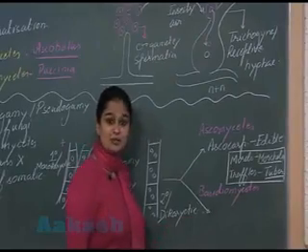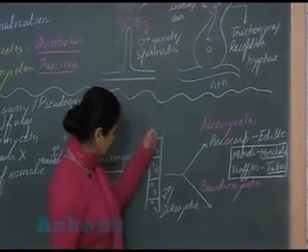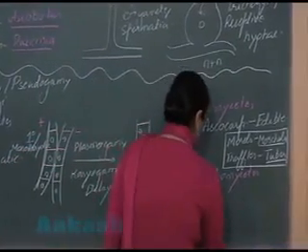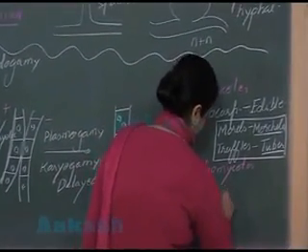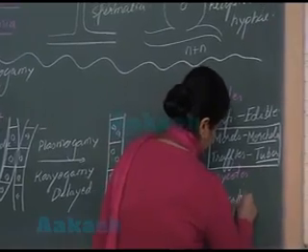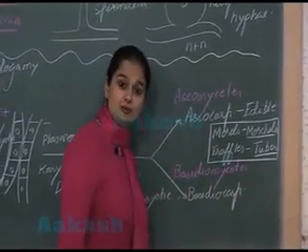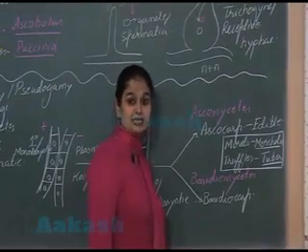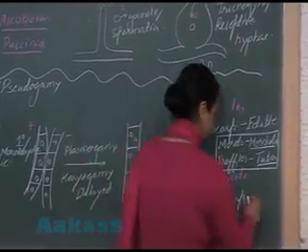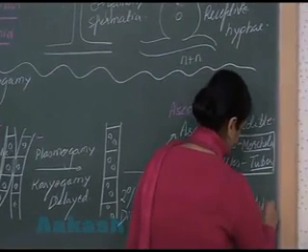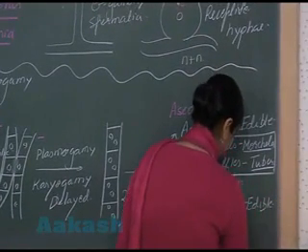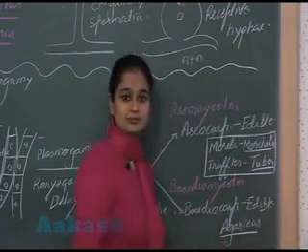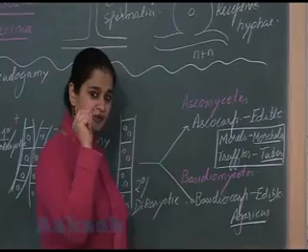Now coming to the basidiomycetes. In basidiomycetes, this secondary mycelium will form the fruiting body. That fruiting body is basidiocarp. It's very well known to you. Basidiocarp is formed in the mushrooms, and I'm writing the name of one edible mushroom, that is Agaricus.